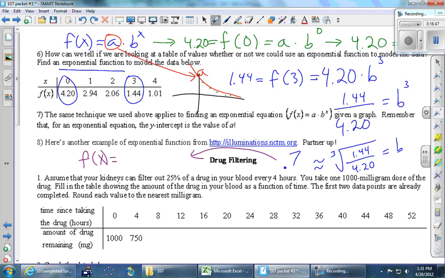If I give you something like this on a quiz or a test, don't forget to write your final answer. I'm looking for the function. It goes back up to the blue at the top. It used to be a times b to the x. Now it's going to have numbers in it. How much was a? 4.2 times. How much was b? 0.7 to the x. That's the equation.